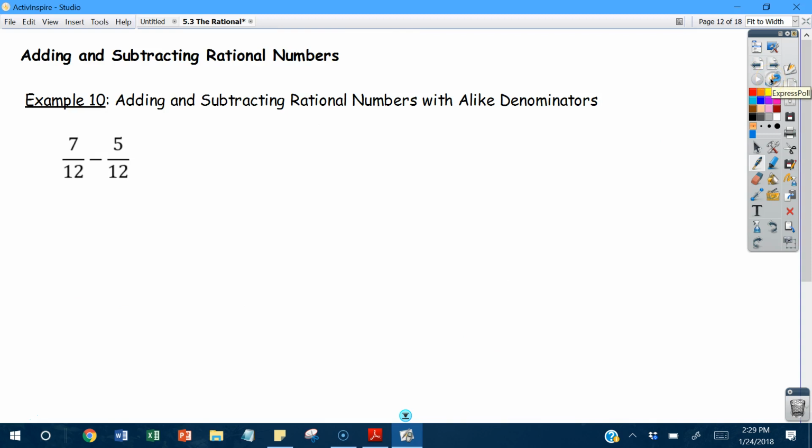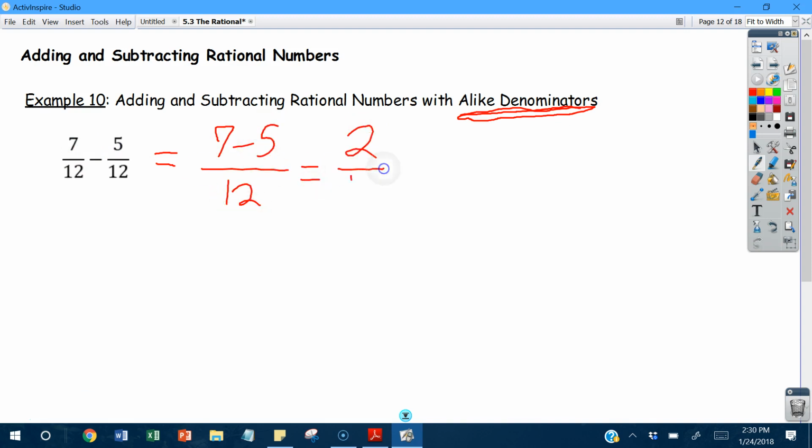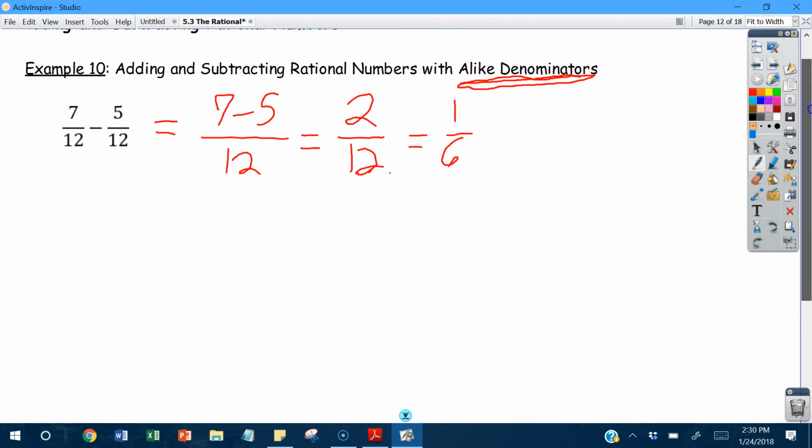Adding and subtracting rational numbers is a little bit messier because you can't just add the tops and add the bottoms like you do with multiplication and division. Adding and subtracting rational numbers only works when you have alike denominators. So this first example is pretty simple because the denominators are exactly the same. So when this happens, we can simply take the numerators, the 7 and the 5, and do regular subtraction. So this is equal to 7 minus 5 over 12, which is 2 over 12, which we can reduce to 1 over 6. So adding and subtracting is straightforward as long as the denominators are the same.